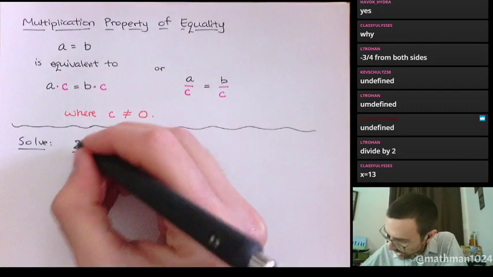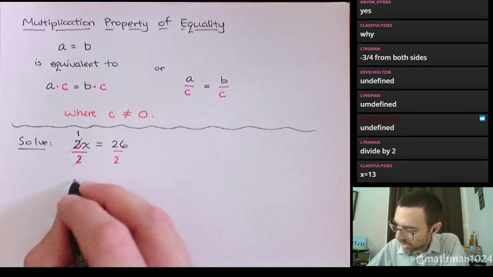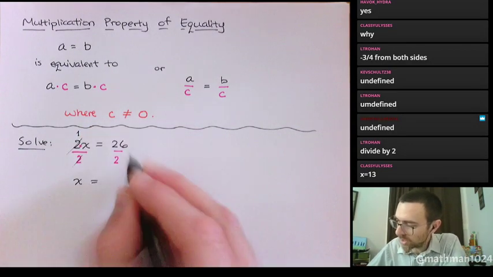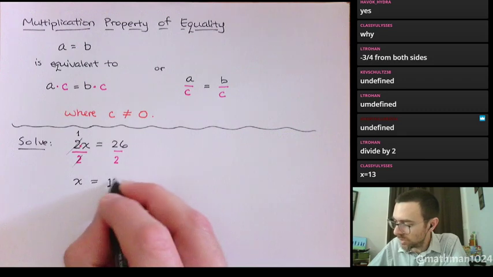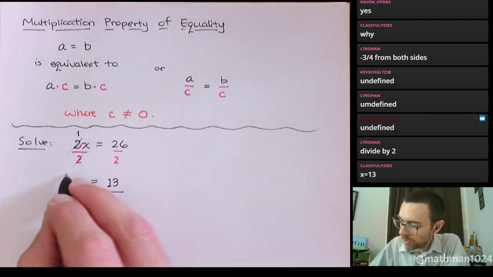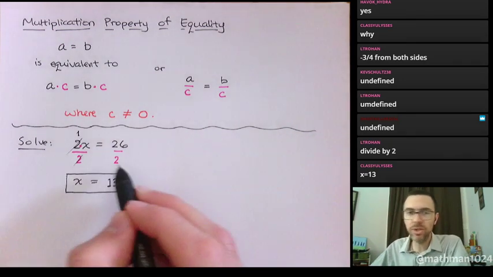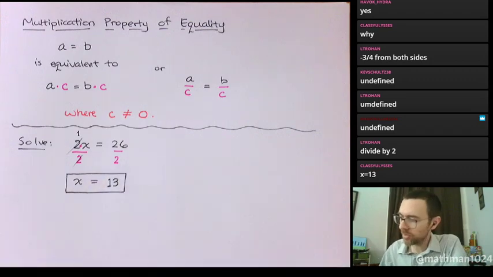Because when you look at this, 2 divided by 2 gives us 1. So we were left with 1x, and on the right side, 26 divided by 2 is 13. So that is just a straight up direct application of that multiplication property of equality. What you do on one side of the equation, you do on the other side. Okay?